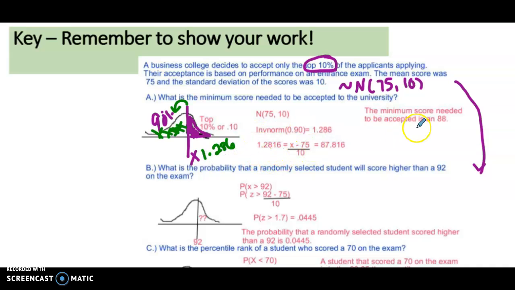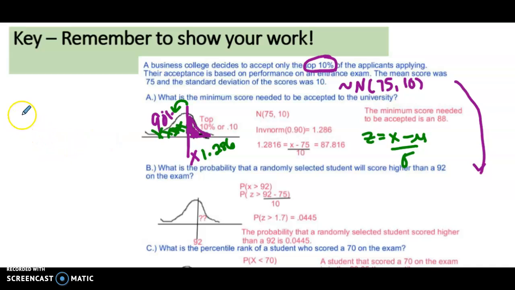Now we're going to use our z-score formula, which, remember, is z equals the sample minus the mean, divided by the standard deviation. We know the z-score. We don't know the sample score. We know the mean and the standard deviation. So we solve that and say the minimum score needed to be accepted is an 88, or you could leave it as 87.816.